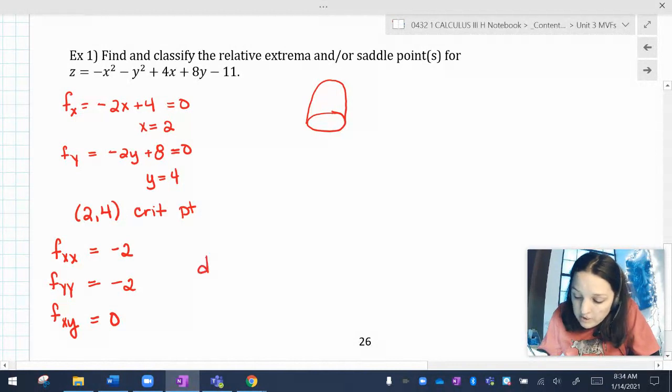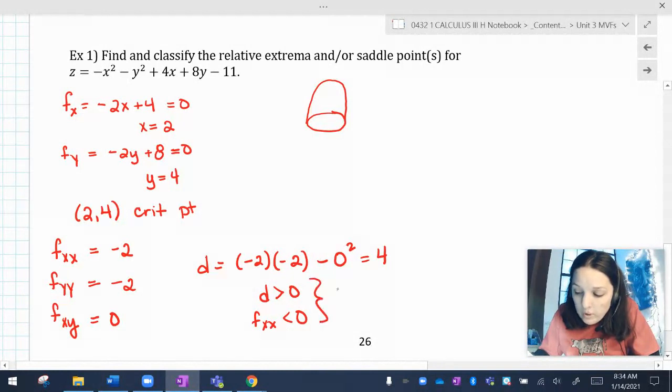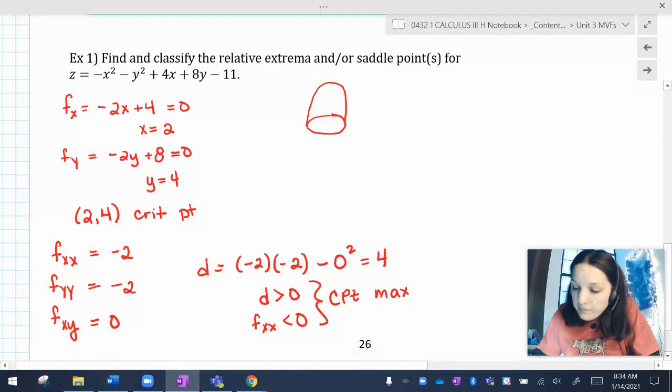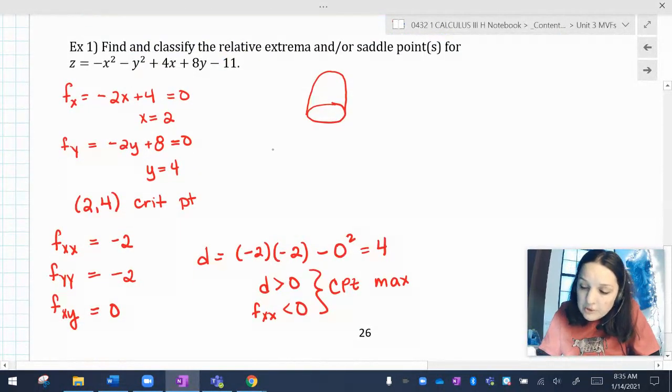All right, so I'm going to find D, which is f sub xx times f sub yy minus f sub xy squared, and that's 4. Since D is greater than 0 and f sub xx is less than 0, we know that our critical point is going to be a maximum. Okay, that's what we had up here in number 2. So I know the point (2, 4, whatever the z value is) is a relative max.